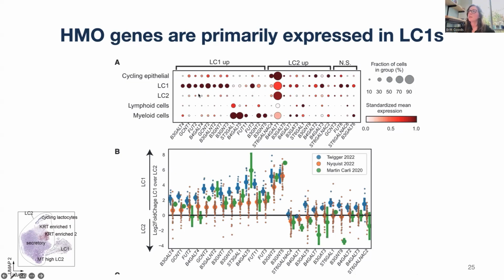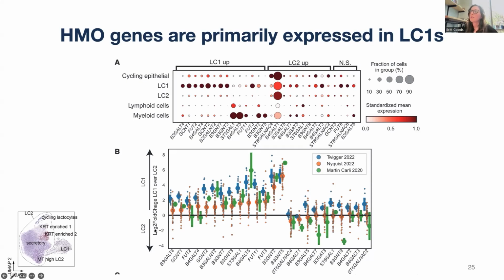Here I'm showing a dot plot of expression of those genes, if you remember the earlier image that I showed you, that we know are important for the production of milk oligosaccharides, and whether they're being expressed in the different cell types in our harmonized single cell atlas across all of the breast milk samples that we were able to pull from the literature. And what you can see is that some genes appear to be more up in our LC1 cells and some more upregulated in our LC2 cells, and then some are just not significant or not expressed to an appreciable degree.